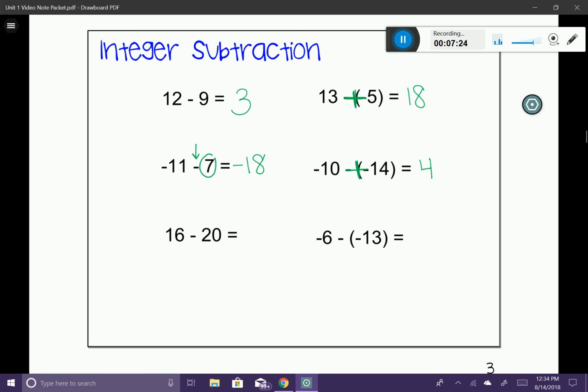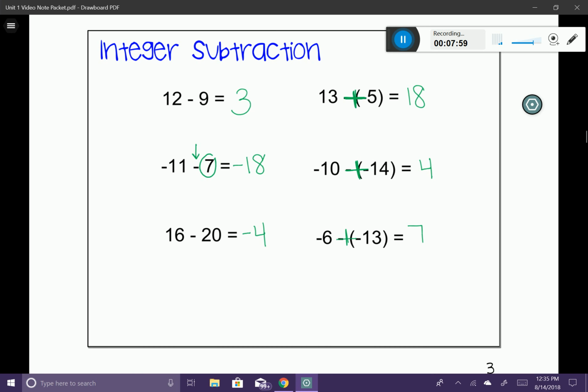16 minus 20. So if I start at positive 16 and I subtract 20, if I'm at 16 on my number line and I move down to my reference point of 0, that's 16 spaces. How many more spaces do I have left? Well, I only have -4 spaces, so that's going to be my answer. And the last one, -6 minus -13. That's really saying -6 plus 13, because I attach them and make it a positive, leading me to positive 7.